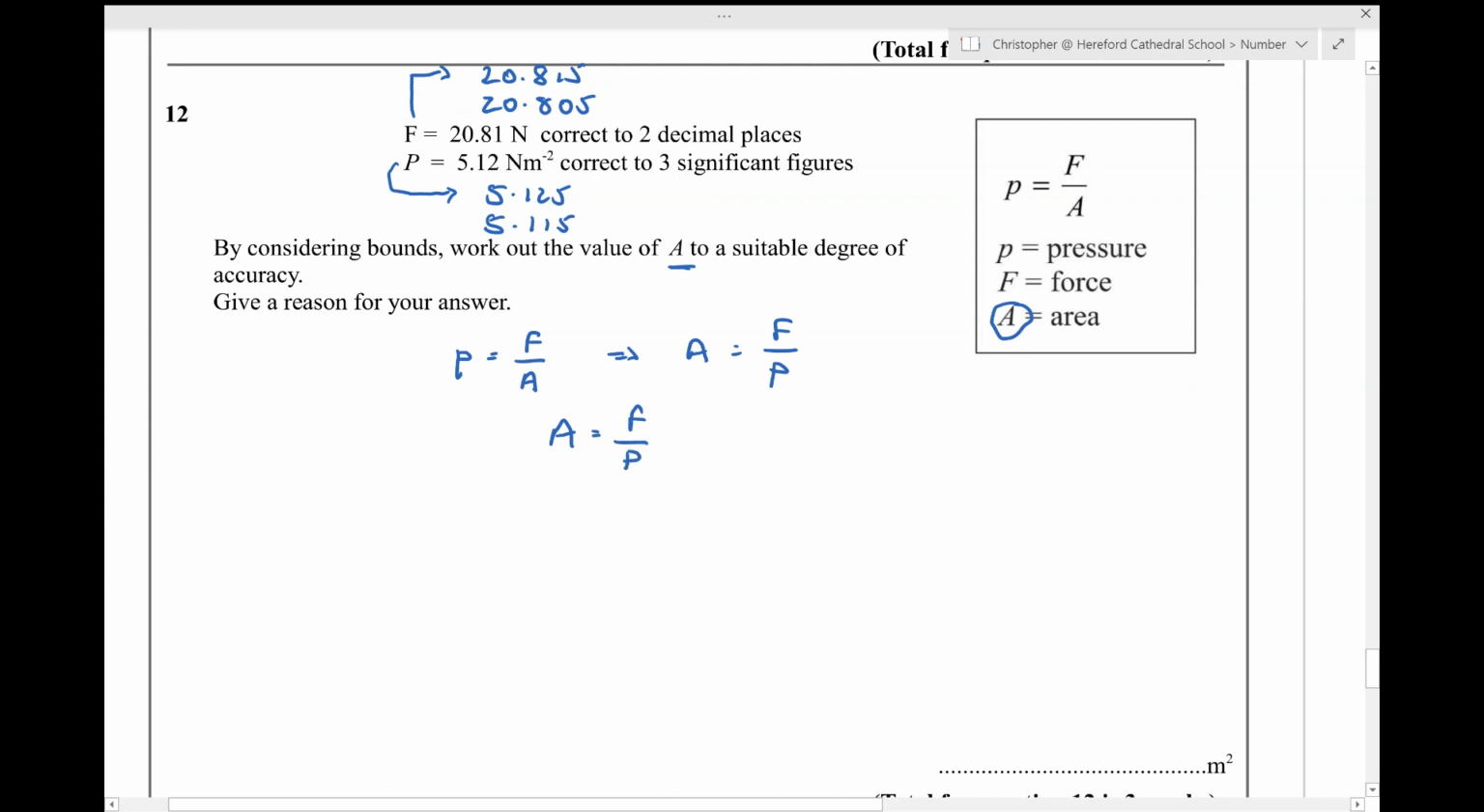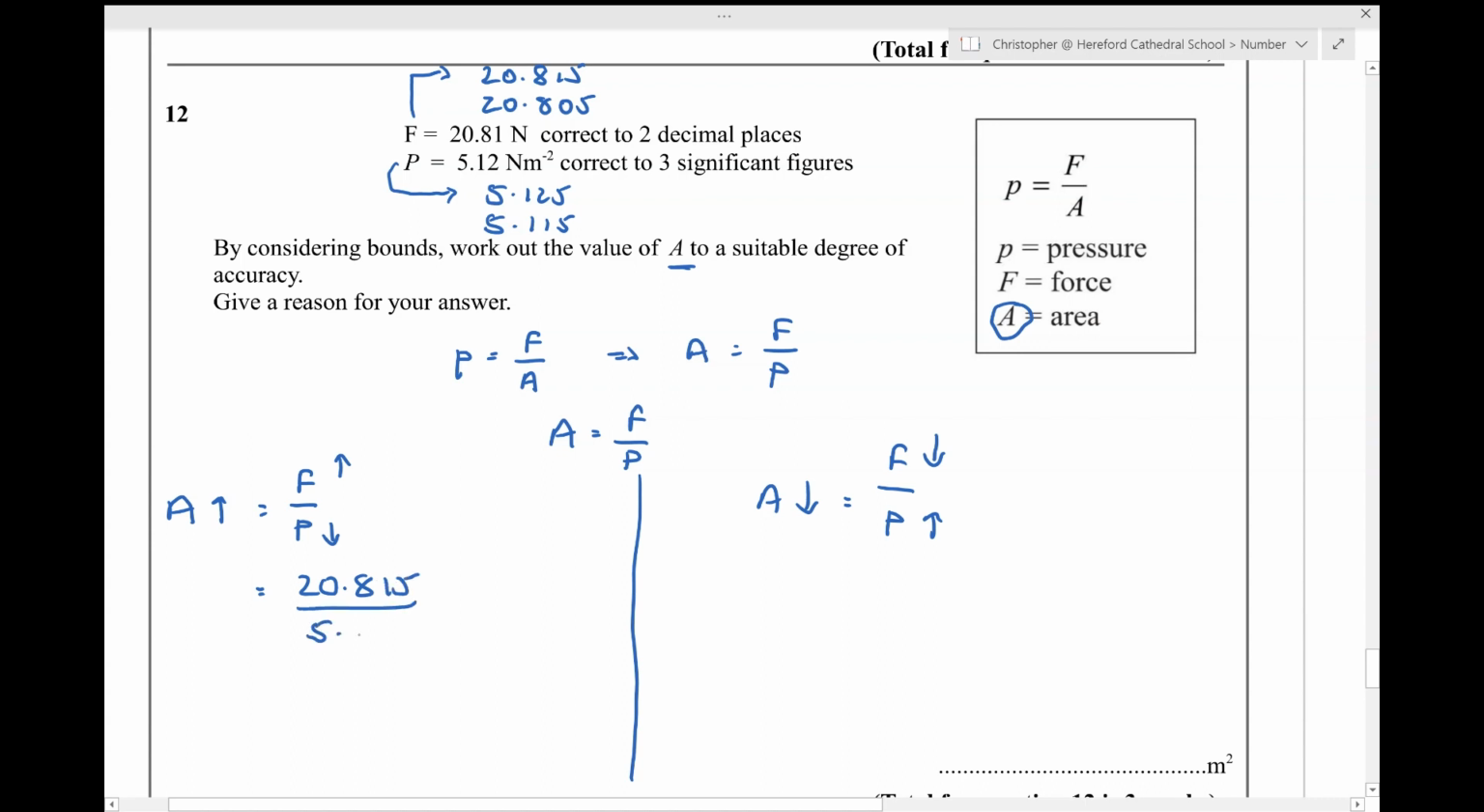Right. So now I'm going to work out a to a suitable degree of accuracy. I'm going to work out the upper bound of a over here, and over here, I'm going to work out the lower bound of a. Now, when I work out the upper bound of a, given that a is f over p, I'm going to need the highest f and the lowest p. And when I work out the lower bound here, f over p, I'm going to need the lowest f and the highest p. So let's get on and work out the upper bound of a. The highest f is 20.815 and the lowest p is 5.115. So I'll use my calculator to work that out.